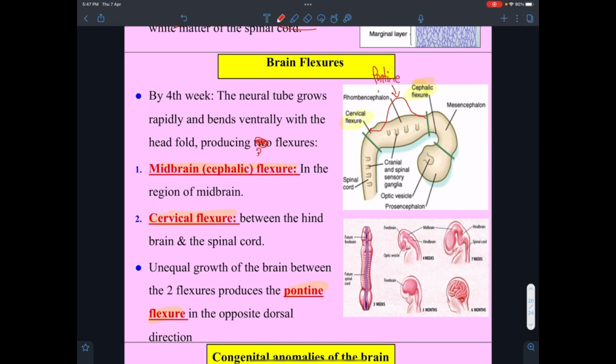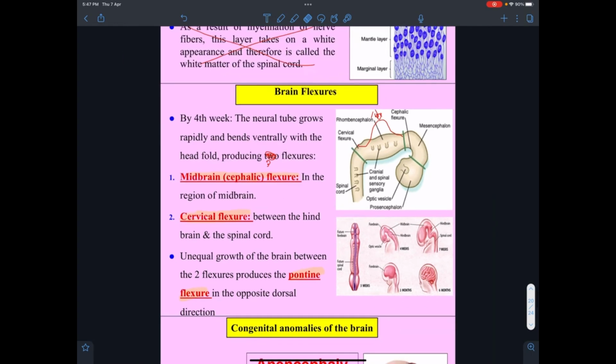It's not mentioned in this picture, but on the dorsal portion, in an opposite dorsal direction, it's going to give you the pontine flexure between the two flexures. So it's going to produce the pontine flexure in between the two flexures. So three flexures in total. Enumerate the three brain flexures of the neural tube. There you go. Maybe an SAQ. So those are the three flexures.